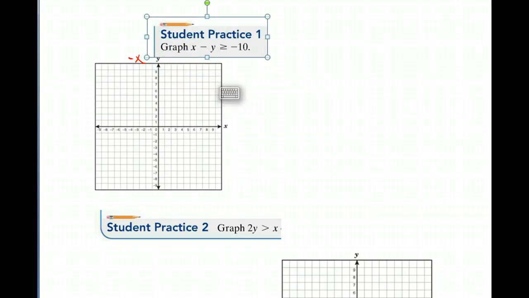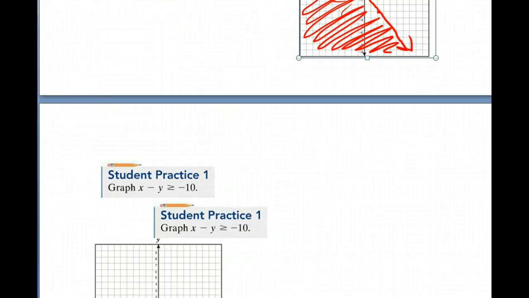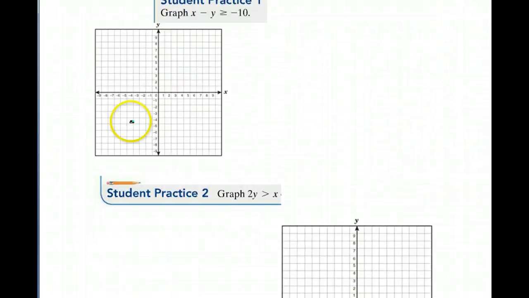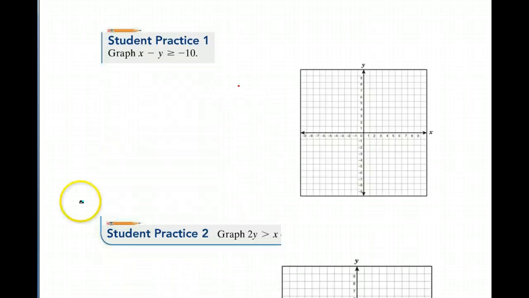Oh, that was not supposed to happen. Let's get that back to where it belongs there. One moment, guys. Okay, we should be good to go there. I fixed our little mistake there.